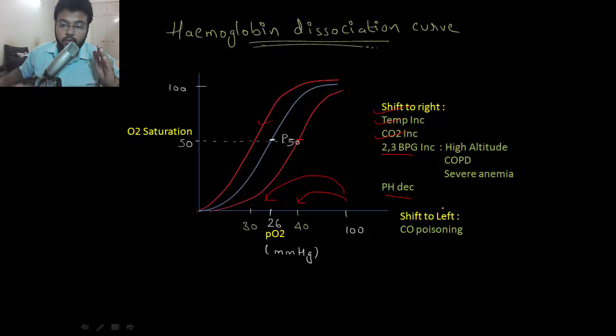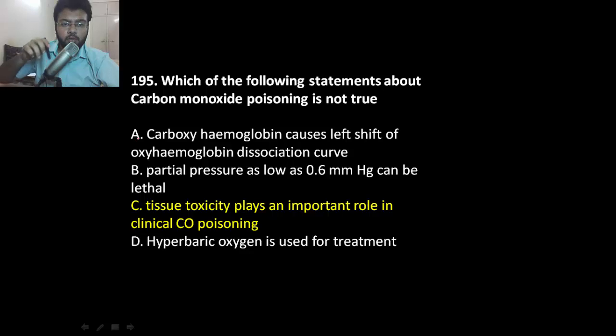What condition shifts the oxygen dissociation curve to left? It's carbon monoxide poisoning. In carbon monoxide poisoning, the hemoglobin will keep oxygen with itself, it won't release oxygen. So here's the question, which of the following statements about carbon monoxide poisoning is not true?